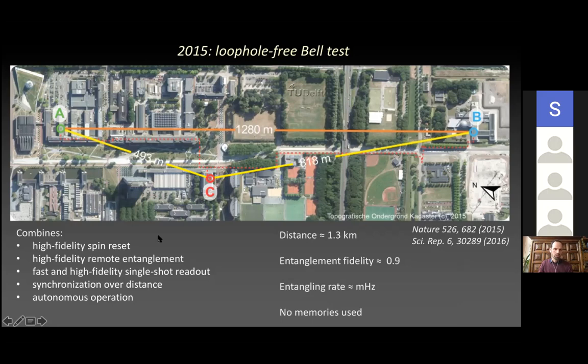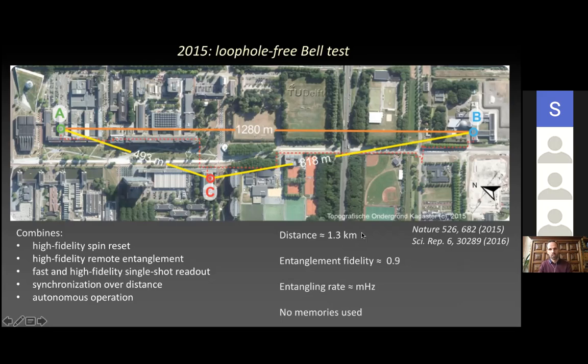And this experiment was actually tricky because it had to combine all these things. So everything had to be high fidelity: spin reset, remote entanglement, the single shot readout, and we were using different labs. So many things that you want to do inside a single lab to synchronize things cannot be done at a distance. So there are many things that had to be invented and operated there. And some of these things we actually still use today, and they come in handy if you're not allowed to enter the lab because of COVID-19.